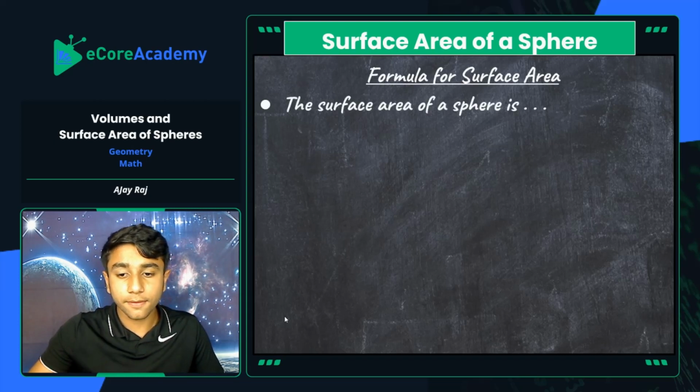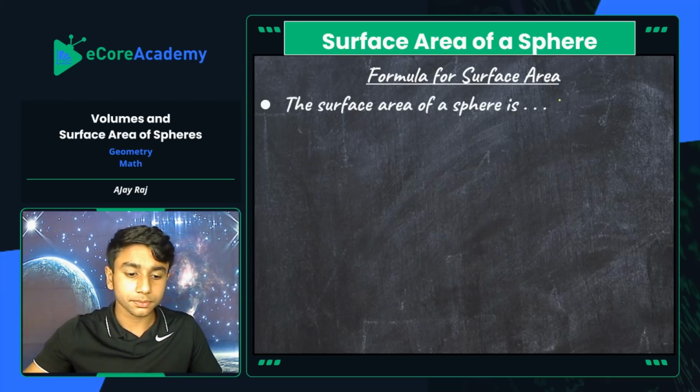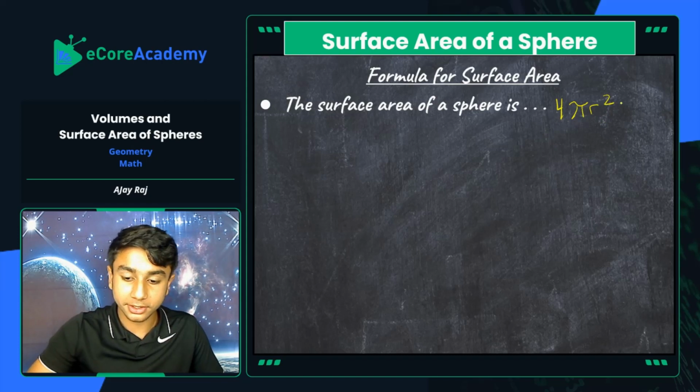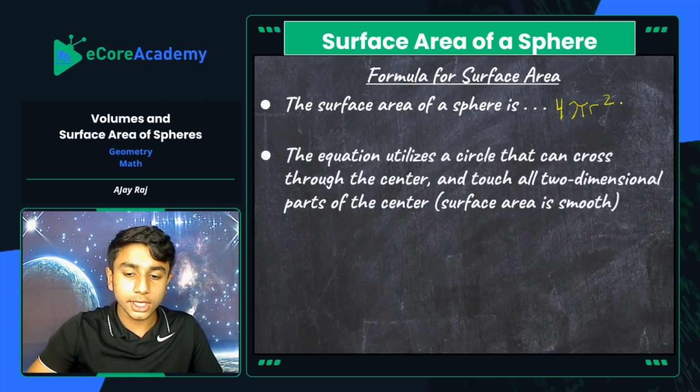The surface area of a sphere is 4 pi r squared. Now that's very common to your area of a circle. So the equation utilizes a circle that can cross through the center and touch all two-dimensional parts of the center. And also the surface area is smooth.